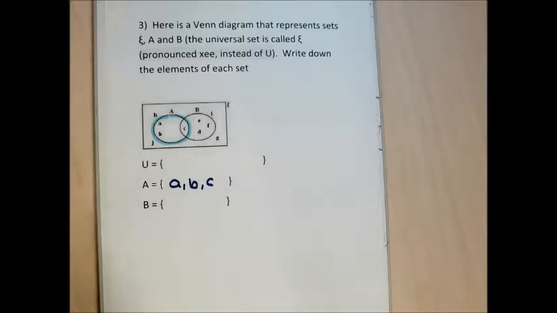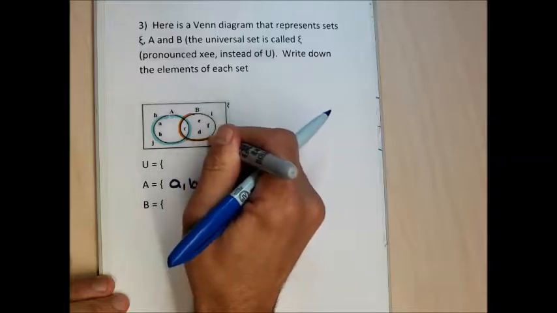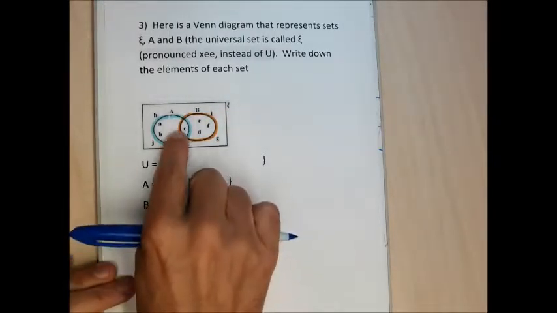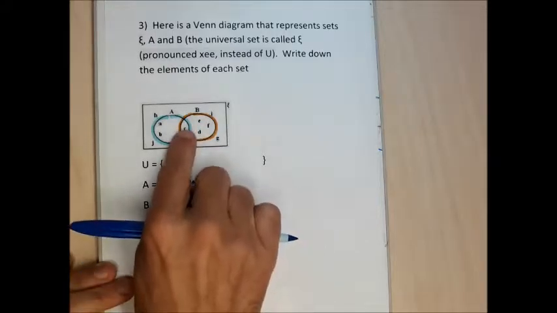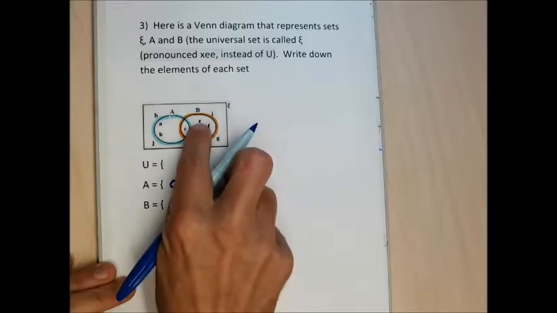In set B, this is where it gets not so readable. Set B has any letters in the circle that I just drew around B. That's going to be C, D, E, and F. So that C is in both sets. It's part of the intersection of those two sets. That E is probably hard to read.